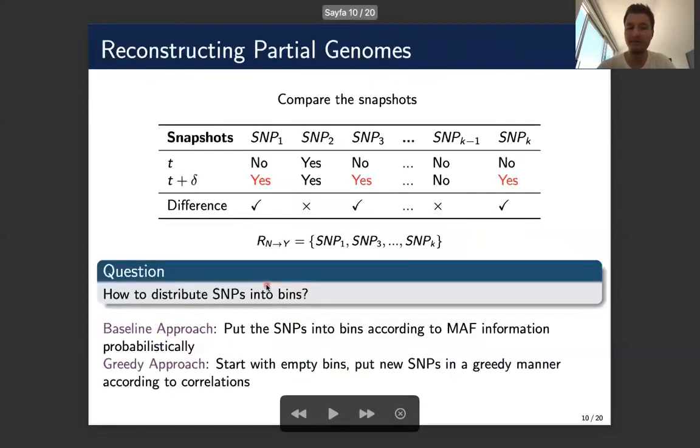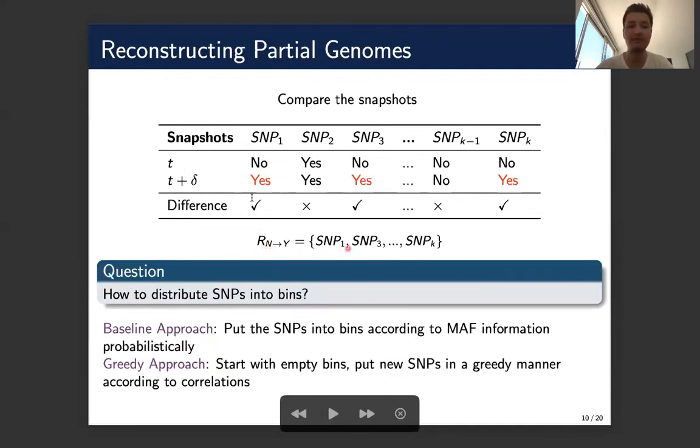Here, you can see that we have snapshots for each SNP. We have snapshots at t and t plus delta. Some of these responses turn from no to yes. Some of them stay the same, yes, yes, or no, no. But the valuable information comes from the SNPs that responded with no at time t and responded yes at time t plus delta. From these snapshots, the attacker constructs this no-yes response set.